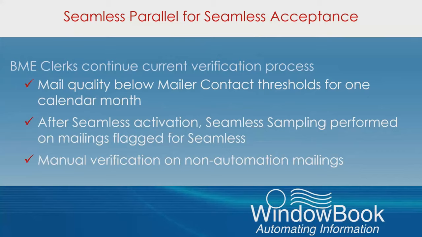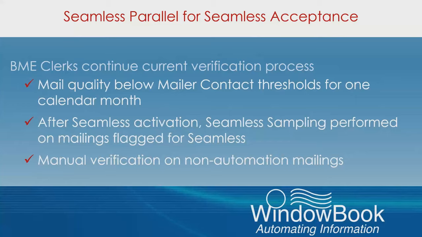So how does the mailing verification process work while you're in seamless parallel? Well, when you're in parallel, the BME or DMU clerks will continue their current verification process in parallel with the seamless sampling. So they'll check to make sure that the auto-finalization feature that we just talked about is working as expected. They'll also perform any dismiss release procedures when applicable, which would be for drop shipping, and monitor the mail quality reports. And this is the time when any issues or concerns should be discussed between the mailer and the Postal Service.